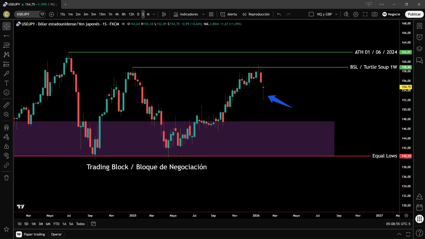We observe that price has executed a turtle soup movement after reaching the BSL, or buy-side liquidity zone, just below the all-time high of 162.01. The blue arrow points to a sharp rejection that suggests a shift in order flow. The immediate downside target is the shaded trading block, where institutions typically re-accumulate positions. However, if selling pressure persists, the equal lows level at 140.34 becomes the external liquidity magnet to target. This weekly map will serve as our compass for seeking high-probability setups on 1-hour or 15-minute charts.